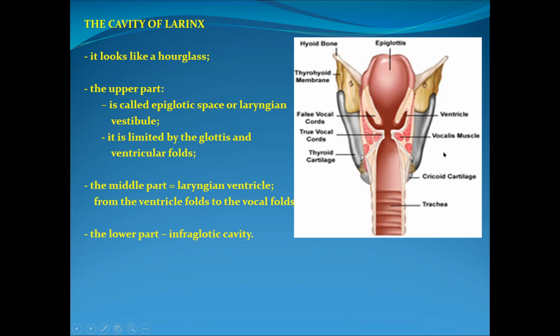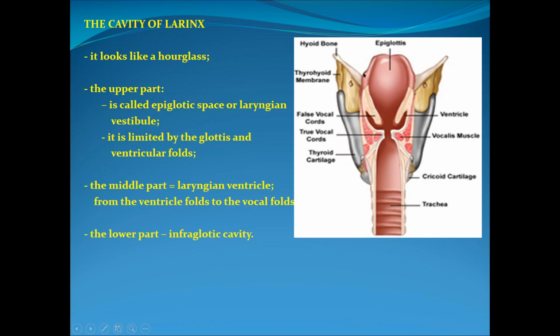How it looks inside the larynx. So this is an inner view. It's a frontal section from the posterior side. So we can see just the border of the thyroid cartilage, hyoid bone right here, epiglottis, and trachea is right here. So attention. We can say that the cavity of the larynx looks like an hourglass.